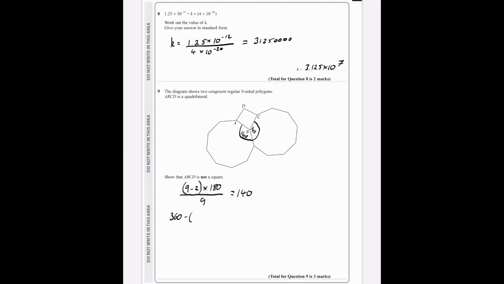Then we've got 2 of those 140s side by side around point B. So to find the angle inside the shape we're looking at, we can subtract the 240 from 360, and that gives us 80 degrees. That's enough for us to know that ABCD is not a square. Squares do not have 80-degree angles inside them.